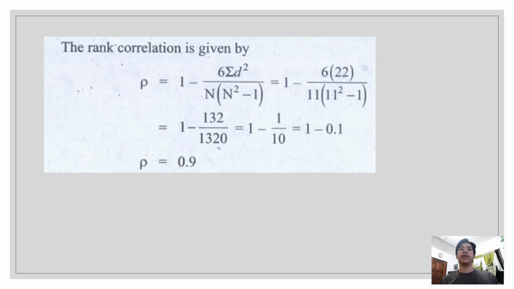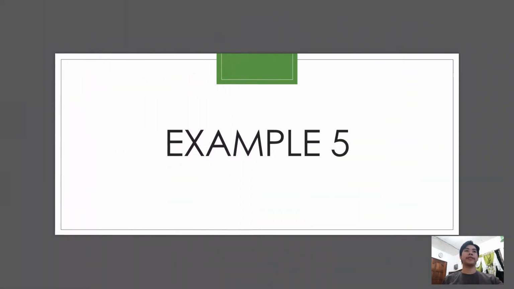Then 121 minus 1 times 11 is equal to 1,320. Then find the quotient of 132 over 1,320. That is 1 over 10. Then find the difference: 1 minus 1 over 10 is equal to 0.9. Then our Spearman rank correlation is 0.9.